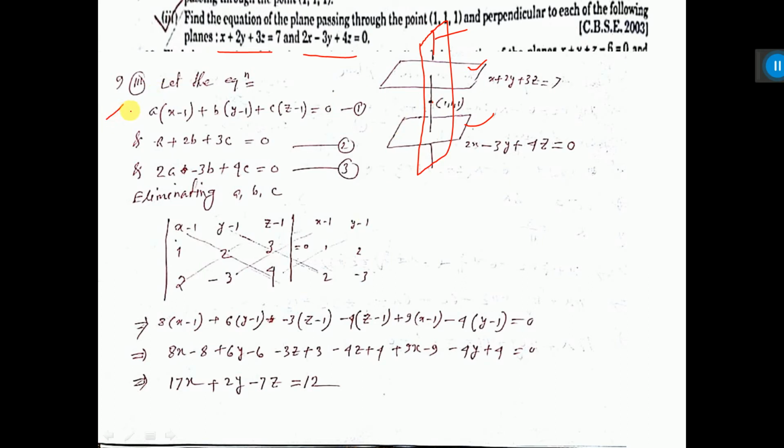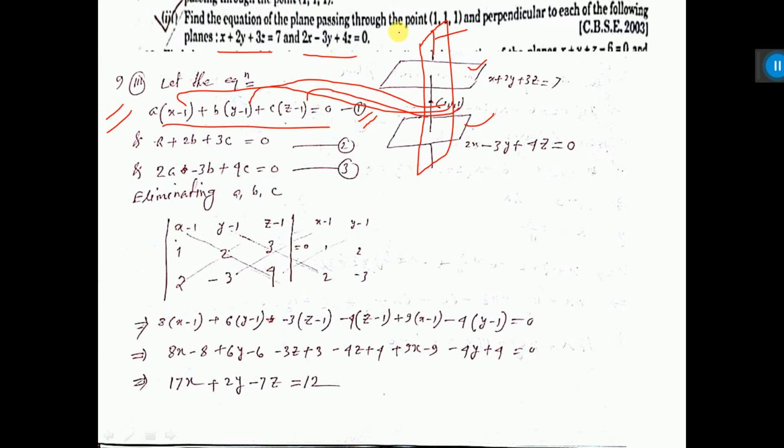Now the one point form equation of the plane, the formula you know. I told you that the formula will be a into x minus x1 plus b into y minus y1 plus c into z minus z1 equal to 0. This is the value of x1, so I put 1 here. This is the value of y1 that I put here, and this is the value of z1 that I put here. Now this equation I have given equation number 1.